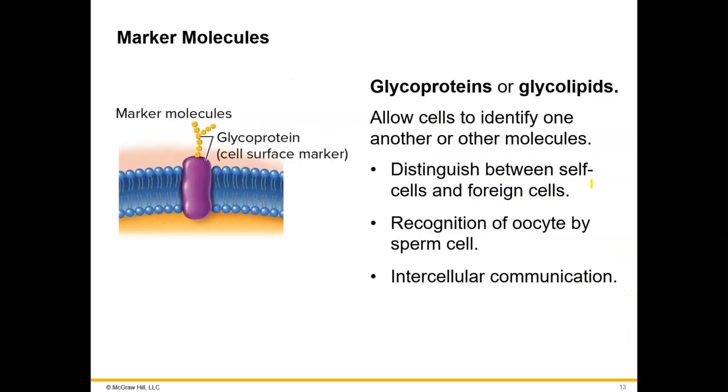There are about 6 different types of proteins found within the plasma membrane. The ones that have carbohydrate chains attached to them are marker molecules. So we're looking here at a glycoprotein or a cell surface marker. If it's a glycoprotein or a glycolipid, it allows cells to identify themselves to another cell.